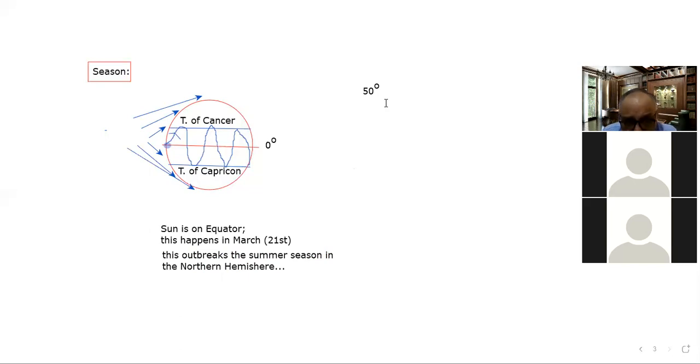So in both places, at 50-degree latitude north and south, the insolation received will be the same, though local factors may change the situation. We are keeping the local factors constant here for the time being to understand this phenomenon. So at 50-degree north and 50-degree south latitude, the same amount of insolation is received.